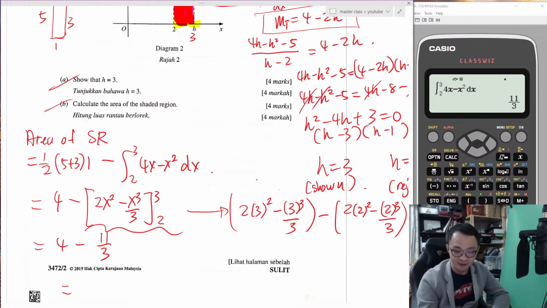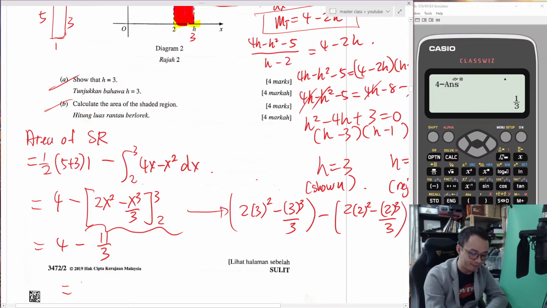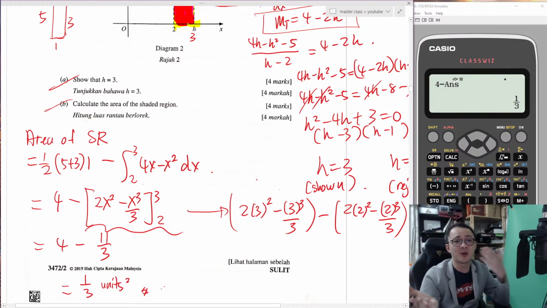Okay, so 4 minus my answer. You can see this is how I type: I will type 4 minus answer, which can save me some time. So it should be 1 over 3. Okay, this is the area. You can write unit squared, or if you don't like the unit squared, you can just skip it.